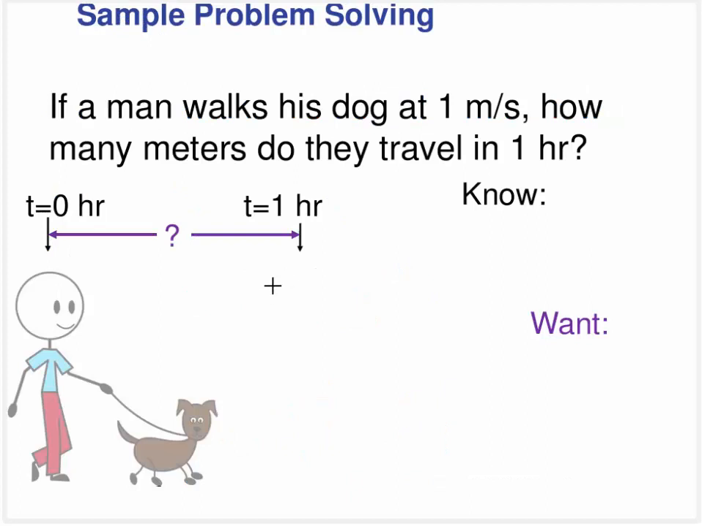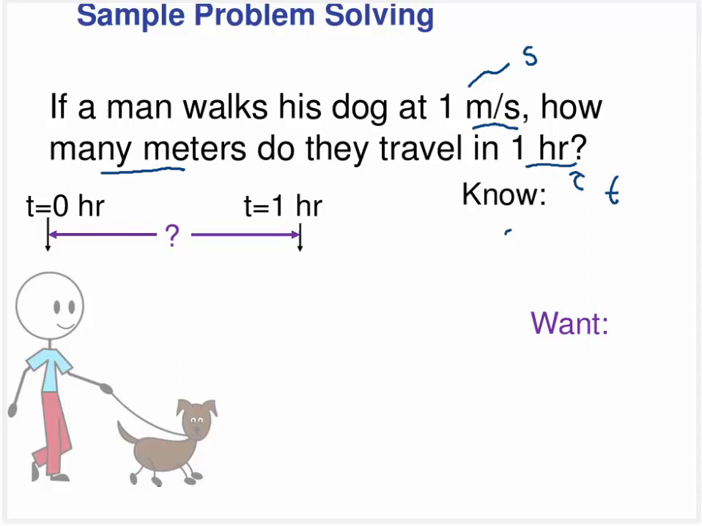Now, one thing to be careful of is going to be units. For example, we've got a sample problem: a man walking his dog at a speed of 1 meter per second. You can recognize that it's the speed because of that guy right there. So that's equal to the speed. And if we're looking for how many meters they travel in 1 hour, then we realize that this is going to be a time.